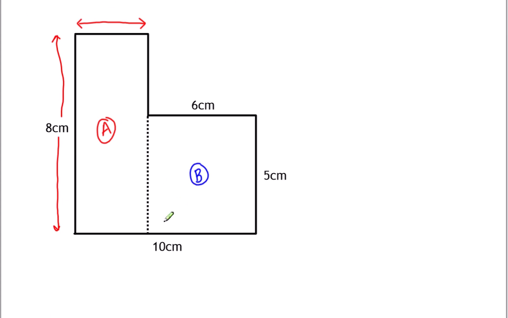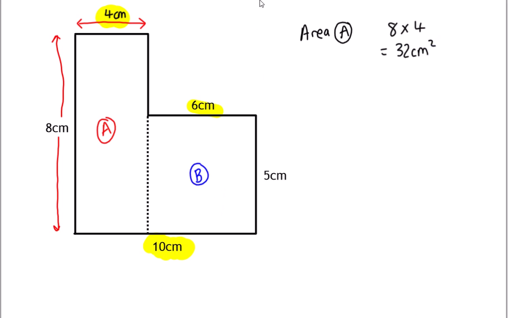So how does that help us? Well, look, I've got 10 going all the way across the bottom. I've got 6 there, and I've got something missing up there. So what goes with 6 to make 10 altogether? This must be 4. 4 add 6 makes 10. So area A is 8 times 4, which is 32 centimeters squared.